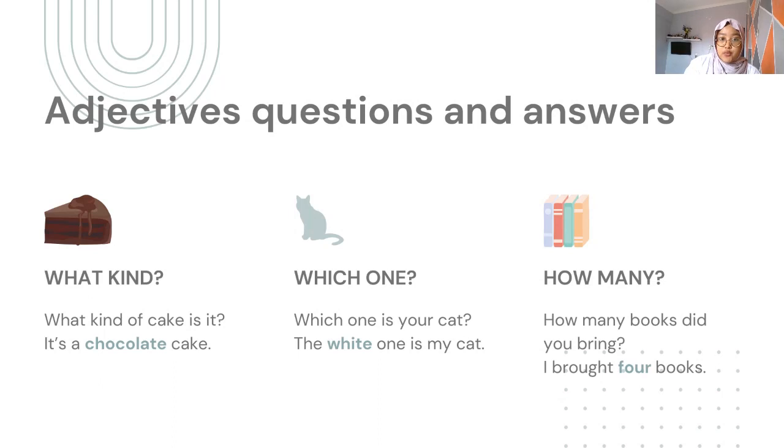Which one? Which one is your cat? The white one is my cat. White gives the information about the characteristic, a color of the cat being described. How many? How many books did you bring? I brought 4 books. 4 gives information about the quantity of books brought.